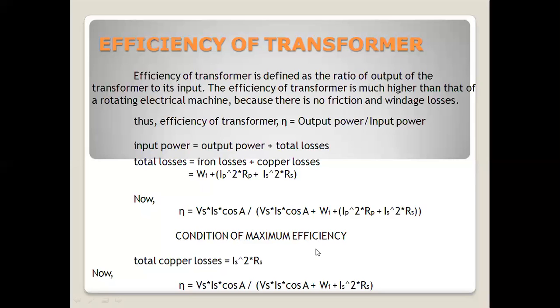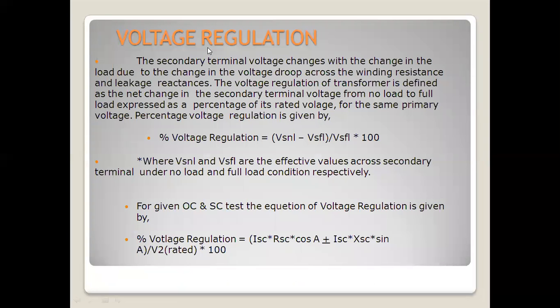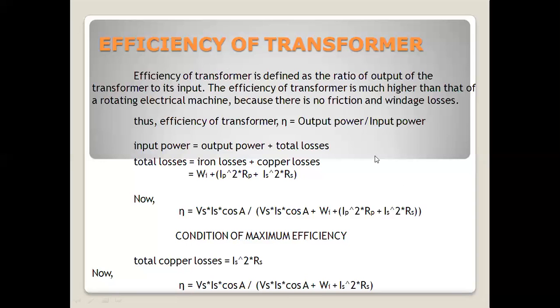This is the condition for the maximum efficiency, and we all know about the condition for the maximum efficiency. For the maximum efficiency, the iron loss or the core loss equals the copper loss. So this is the condition for maximum efficiency, and we have already found these parameters from those two tests. So we can comment on the voltage regulation of a transformer and also the efficiency of a transformer from those two tests.